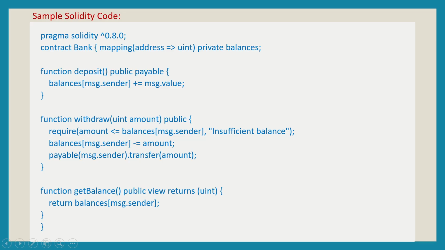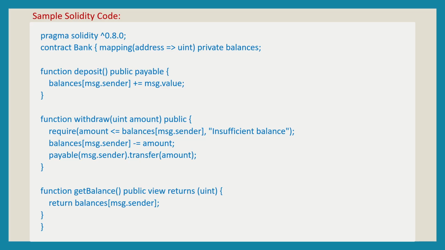Pragma solidity 0.8.0, as you know, a version of 0.8.0 or higher is used. And in this contract Bank, this line declares a new Solidity contract named Bank. Then you're mapping the address to uint in private balances. So this essentially declares a private state variable balances, which is a mapping from address to unsigned int, right? It stores the balance of each address that interacts with the contract. The private keyword means that this variable can only be accessed from within the contract itself. You must have already studied all of this. I'm just giving a quick recap.